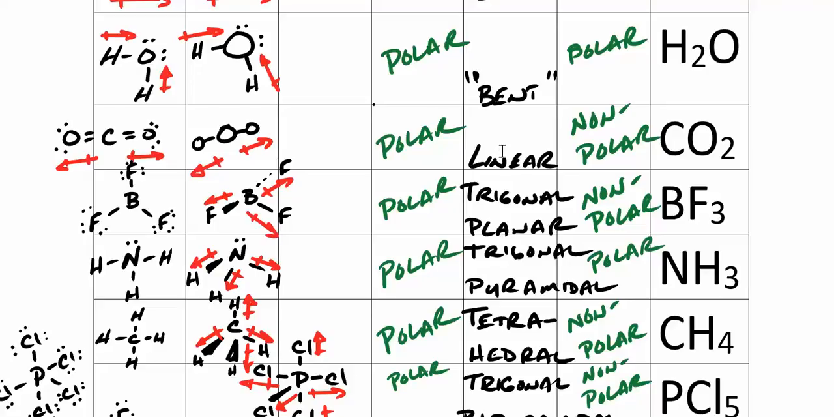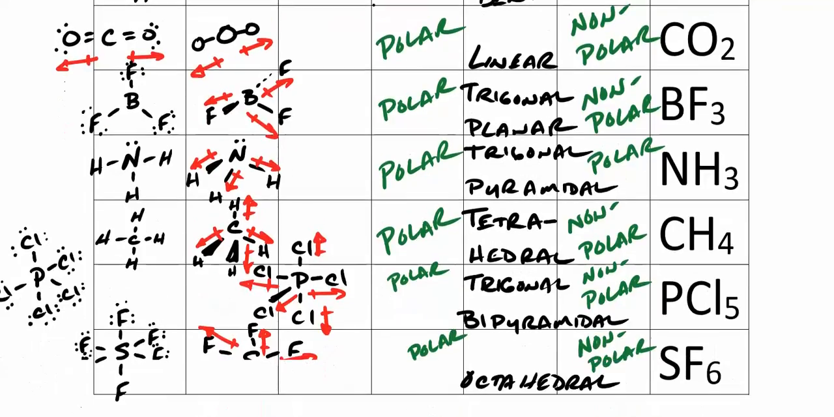How about the bond polarity? Well, carbon and oxygen, clearly not the same atom, so it's a polar bond, but notice that the 2 arrows are exactly opposite to one another. It's a non-polar molecule overall. This arrow and this arrow cancel. It's a non-polar molecule for CO2. Exactly balances each other out.